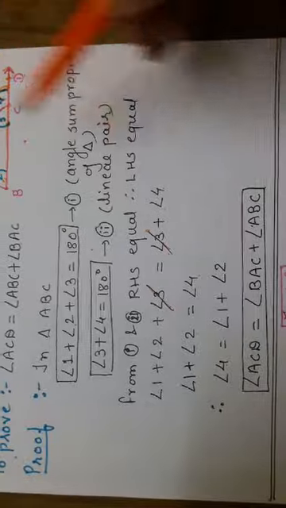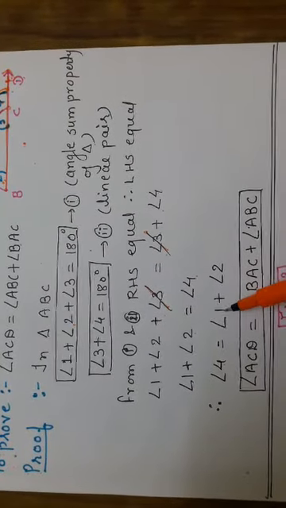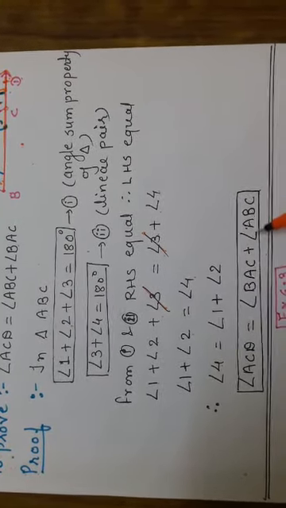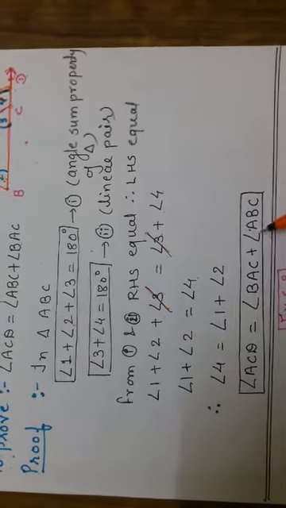Angle 4 we denoted as ACD. Angle 1 we denoted as BAC, and angle 2 is ABC.